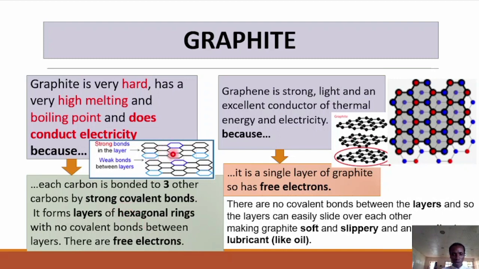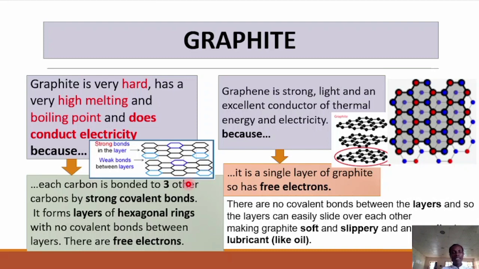This is a layer of graphite. What we are seeing here is a layer of graphite. Just like this layer, we will have another layer below it. So graphite exists in layers. The bond in a particular layer is strong, but the bond between two layers is weak.